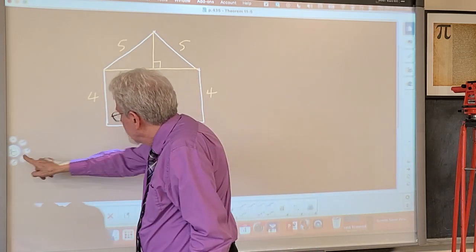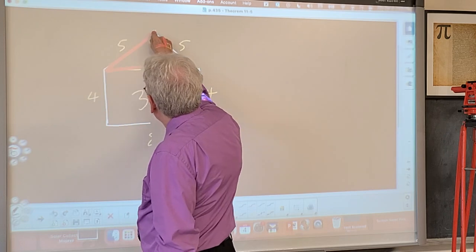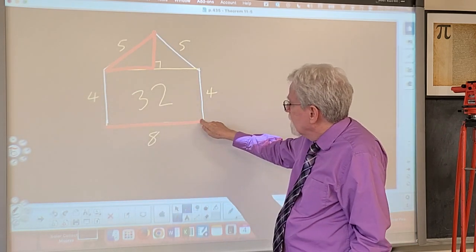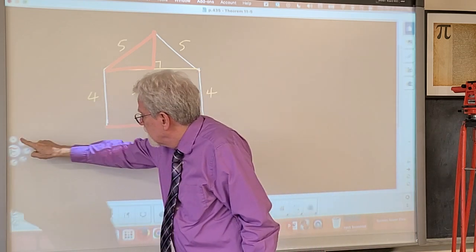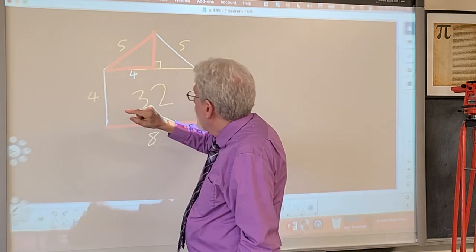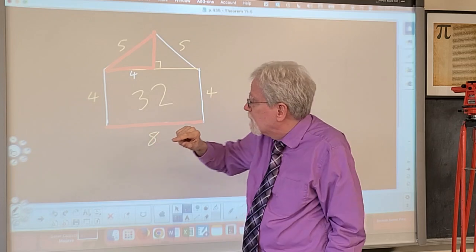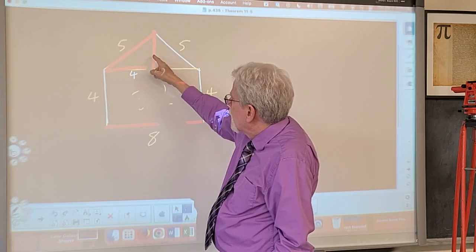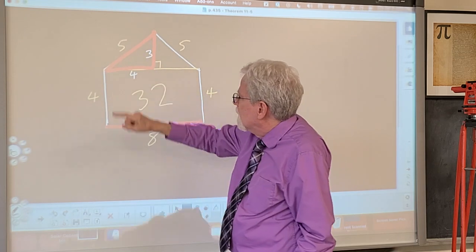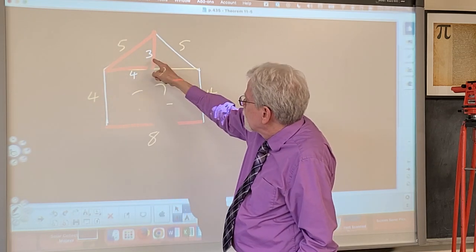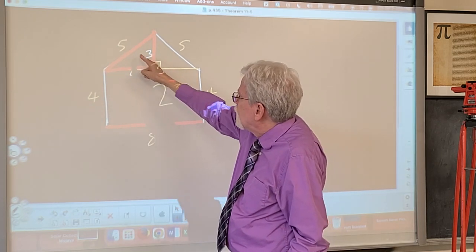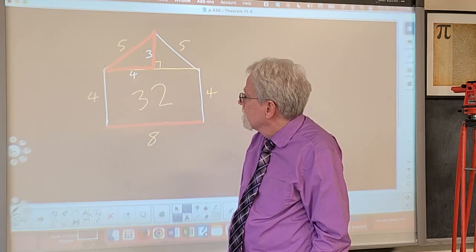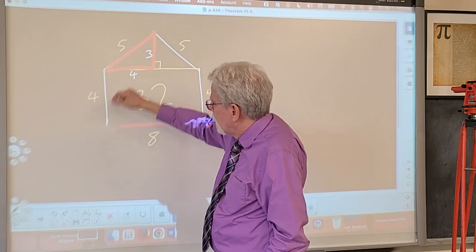Now, let's look at this triangle for a moment. If the whole thing is 8, then this must be 4. Oh, there's that familiar pattern again for right triangles. If the hypotenuse is 5 and one leg is 4, the other leg has to be 3, because 4 squared plus 3 squared is indeed equal to 25. 5 squared. So now we know the height of this triangle.